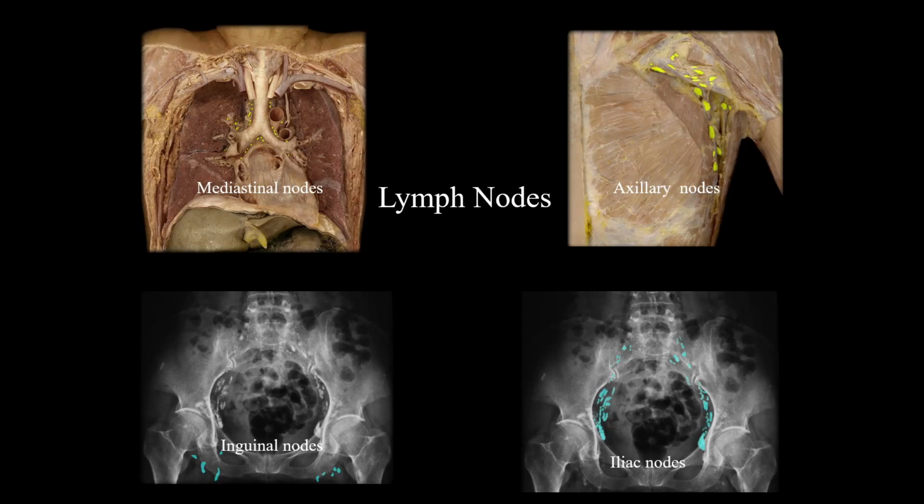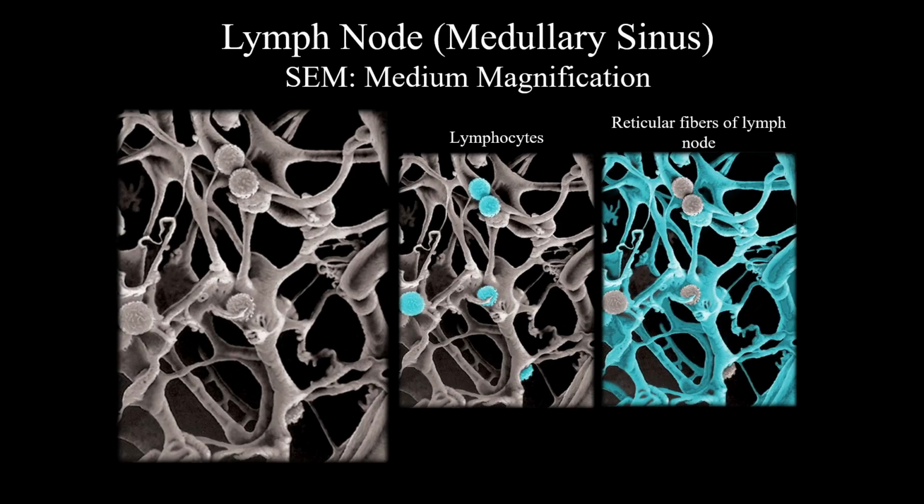Your mediastinal nodes are found in the center of your chest. They primarily filter around your heart. You have your inguinal and your iliac nodes. And so these are actually the SEM view of your nodes. You can see the reticular fibers and the lymphocytes that guard these nodes.